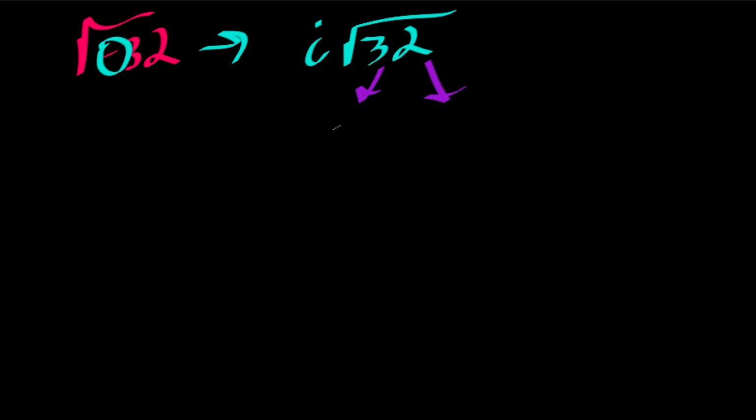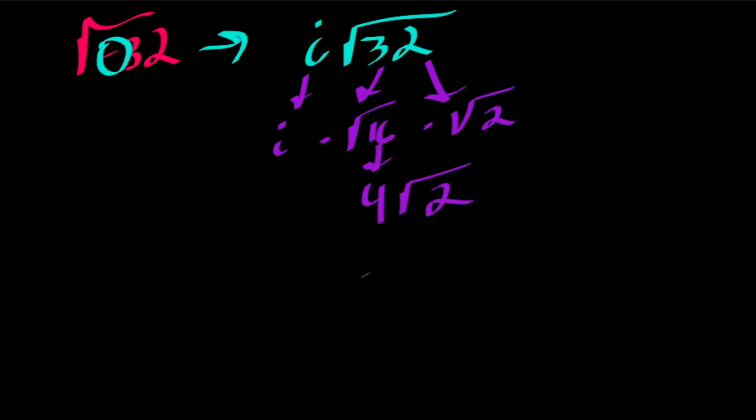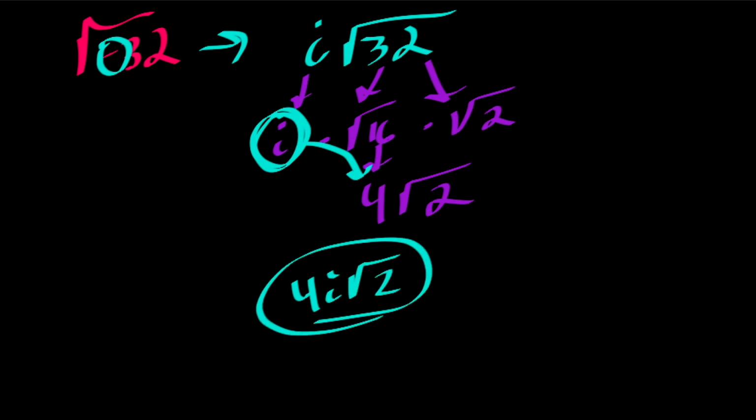We could break down this radical, but this i is just going to stay on the outside. We could break this down into the square root of 16 times the square root of 2, because remember, we want the biggest perfect square that divides 32. So that would be 16, and the square root of 16 is 4. We would have 4 radical 2. But then we just have to throw in this i with the 4, and that would be my answer, 4i radical 2.